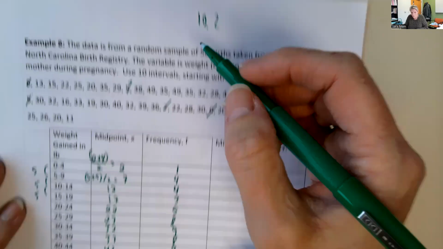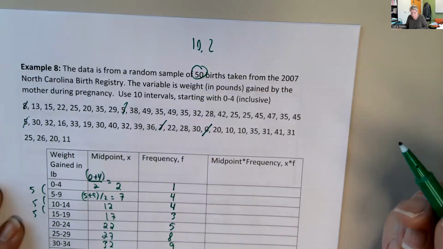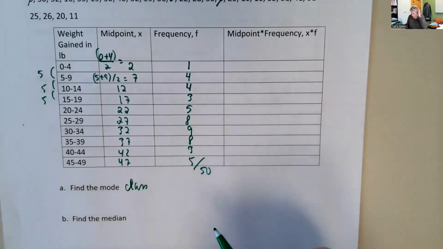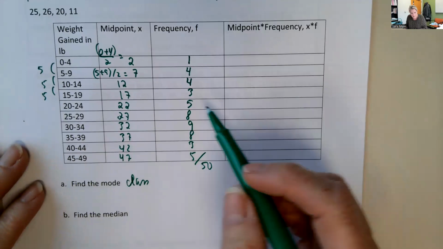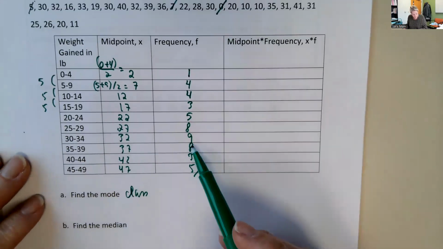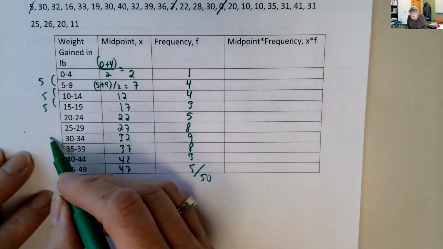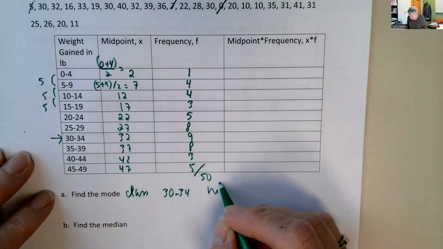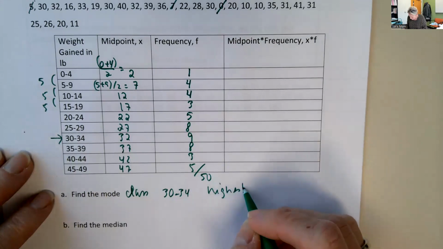And they told us there were 50 births that they sampled, and so we know that this should total 50. The modal class is the class that has the highest frequency, and that would be this class right here. So the modal class is the class of 30 to 34 because it has the highest frequency.